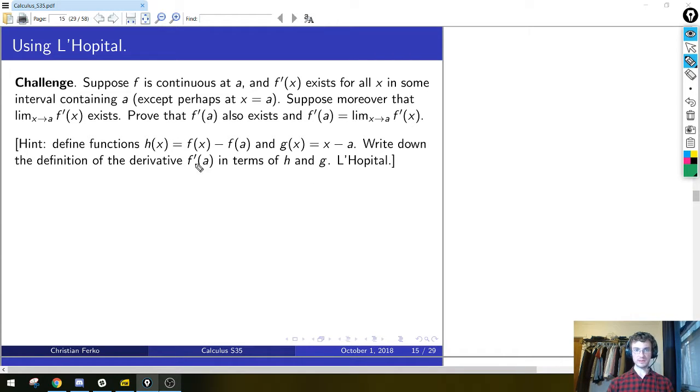So I've given you a hint. Define these new functions, write down the definition of the derivative in terms of those functions. We'll use a slightly different definition than the usual one, but we've proven that this definition we'll use here is equivalent to the usual definition, and then I'll ask you to apply L'Hopital's rule to that expression for f prime. So, okay, what do you think we should do?